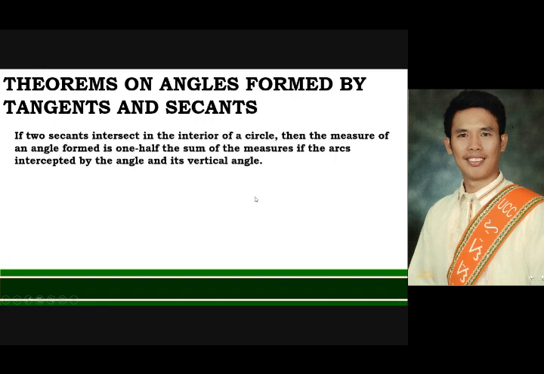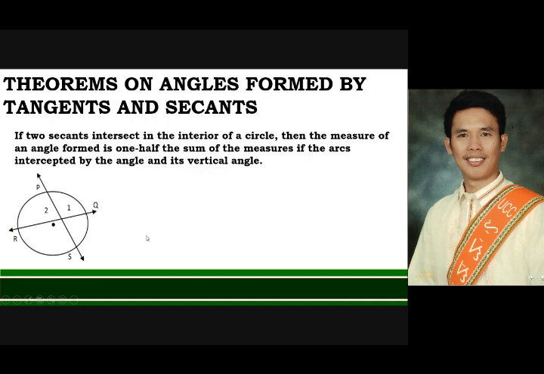Next one here, sabi rito, if two secants intersect in the interior of a circle, then the measure of an angle formed is 1/2 the sum, okay, sum naman to, of the measures of arcs intercepted by the angle and its vertical angle. So, paano yun? Let's say we have this kind of circle. We have intersection of secant lines inside your circle. Doon nagkaroon ng intersection of points.